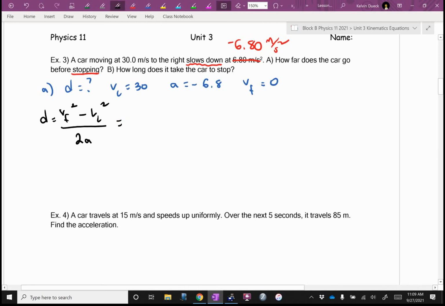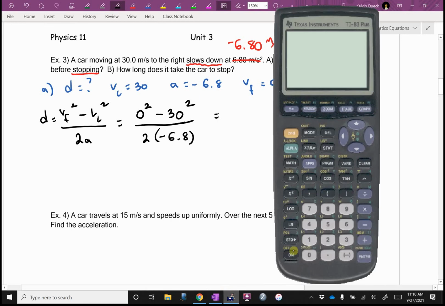By the way, Vf is 0, but I tend not to cross it out just yet because it's going to be a little weird. So it's going to be 0 squared minus 30 squared, all over 2 times negative 6.8. Is that a fraction? Is there more than one thing on the top? Yeah, brackets around the top. Is there more than one thing on the bottom? Brackets around the bottom, unless you have the nice fraction button. Starting to see why you said get a good calculator.